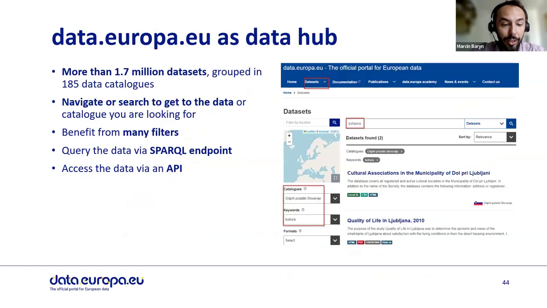In the next slide, you will see the number of data sets which we currently have. In Darmstadt, I was speaking about 1.6 million. Now I'm happy to announce 1.7 million. Actually, it's above 1.7 million right now. And those data sets are grouped in 185 data catalogs. And that comes from the fact that different countries, apart from having the centralized open data portals, they also might have separate geo portals. Then there are also, of course, the EU institutions sources, and there might be additional data sets in different countries.